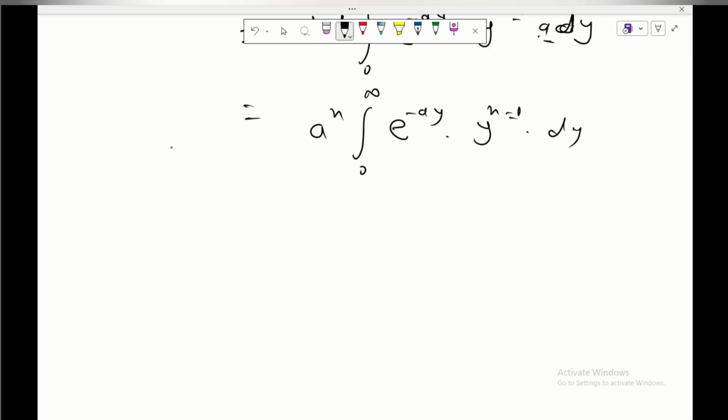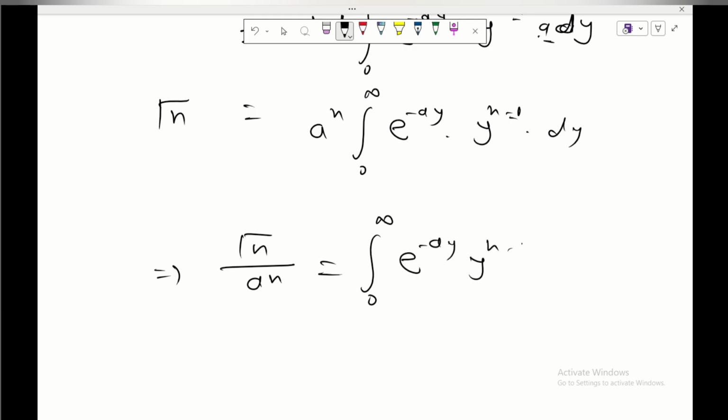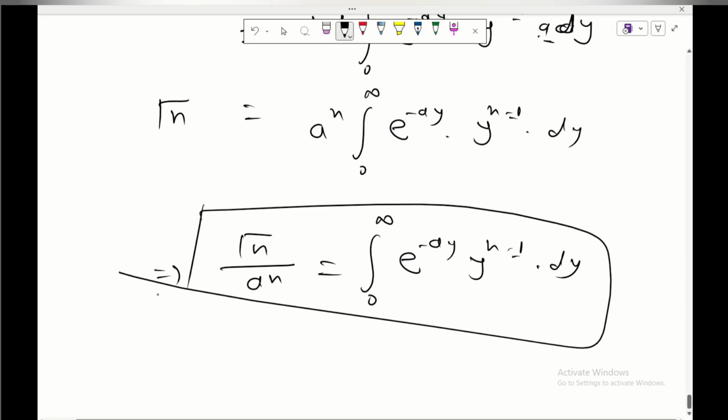So the left hand side we have Γ(n), so I can write Γ(n)/a^n equals the integral from 0 to infinity of e^(-ay) y^(n-1) dy. We have proved this very formula. We can change this variable to x because if I write x = y in this formula, the result will be the same. It is a very basic property of integration. So we have proved this formula so far.